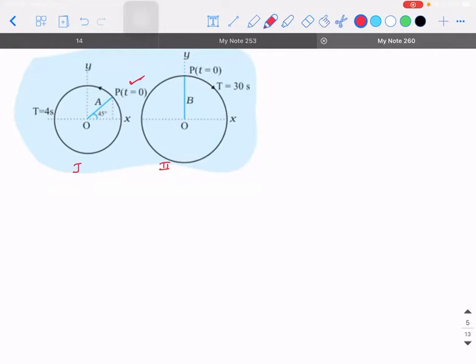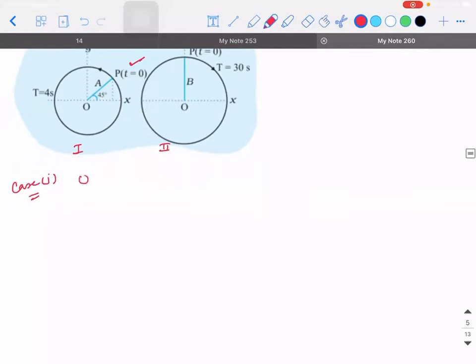So what is the initial angle made by it? I want the initial angle in terms of radian, not in terms of degrees. So how much is the initial angle made by the first particle? Are you guys there? Yes, sir. So what is the angle? They have given it, no? It is pi by 4. Very good. So phi naught is equal to pi by 4.